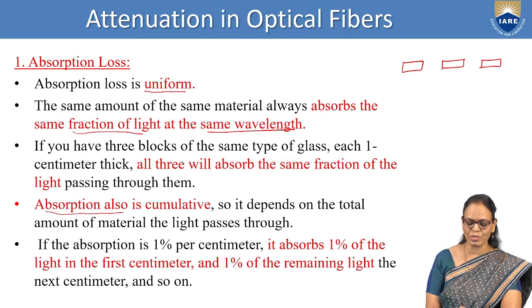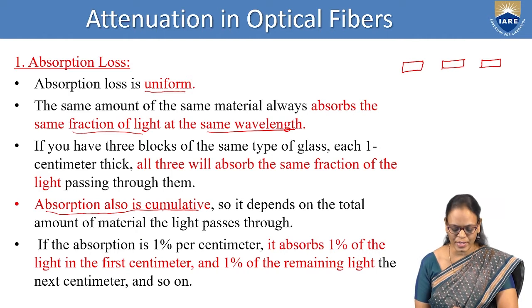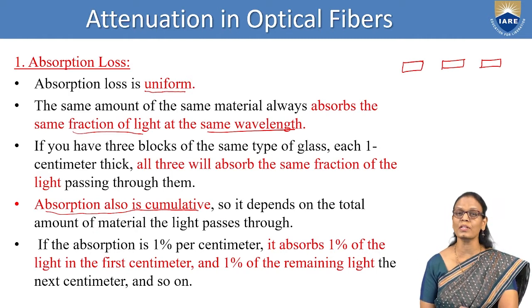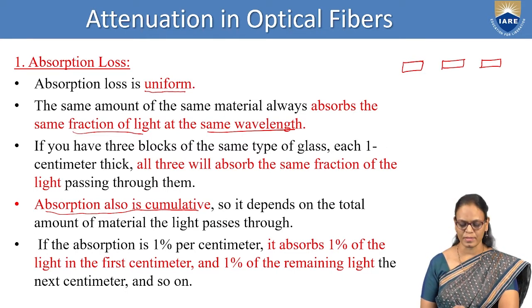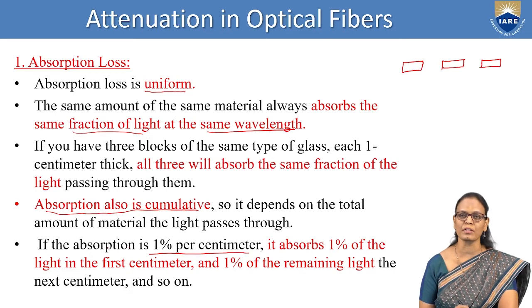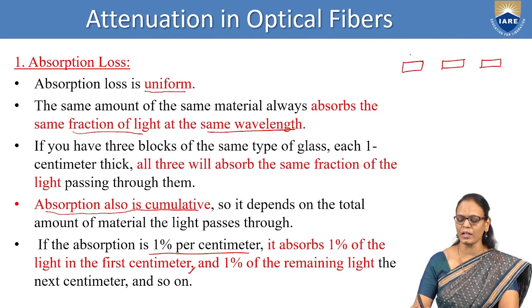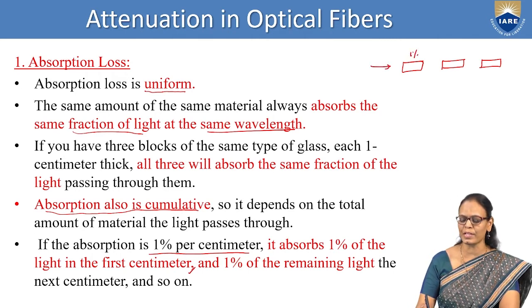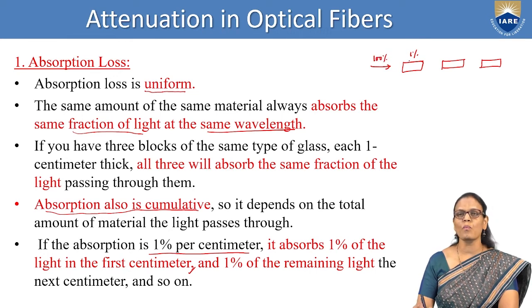But absorption is also cumulative. What do we understand by cumulative? It depends on the total amount of material the light passes through. So, how do we understand this? Suppose the absorption is 1% per centimeter, as we have observed for this block. Then it absorbs 1% of the light in the first centimeter. So 1% of the light, with input being 100%, is absorbed in the first block.